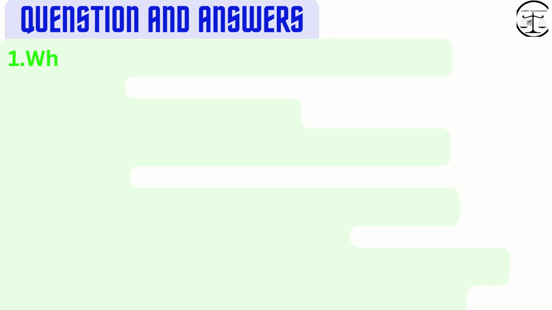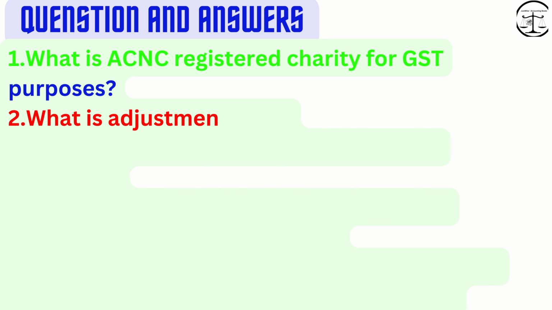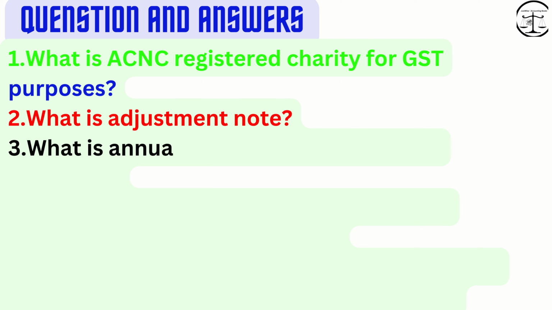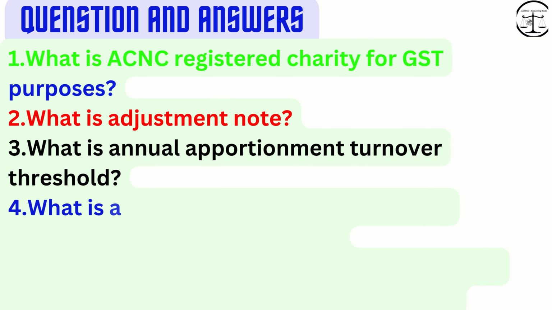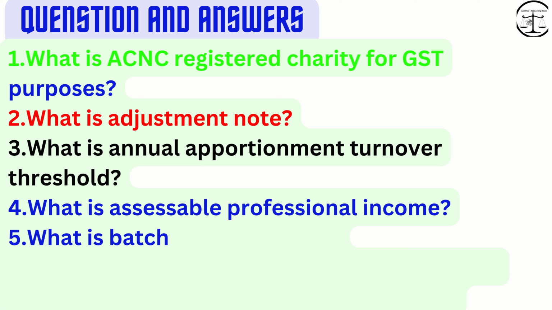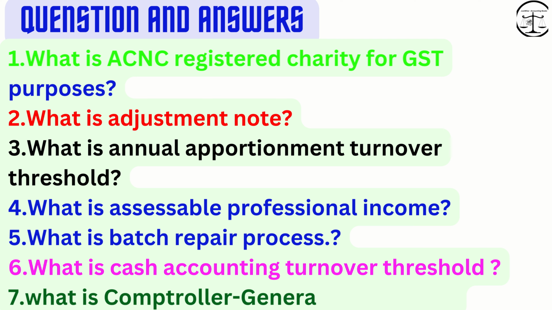Question 1. What is an ACNC-registered charity for GST purposes? 2. What is an adjustment note? 3. What is the annual apportionment turnover threshold? 4. What is assessable professional income? 5. What is a batch repair process? 6. What is the cash accounting turnover threshold? 7. What is the Comptroller General of Customs?